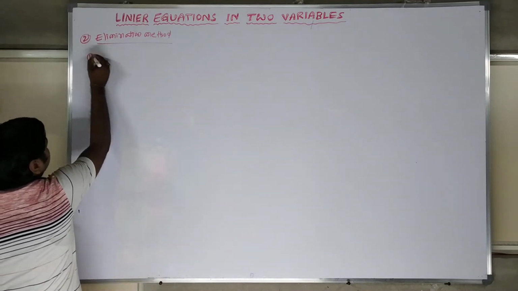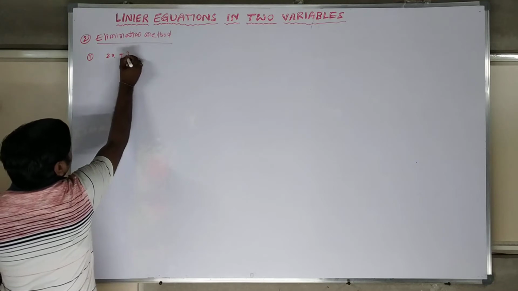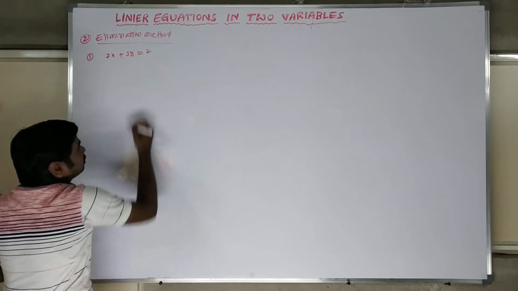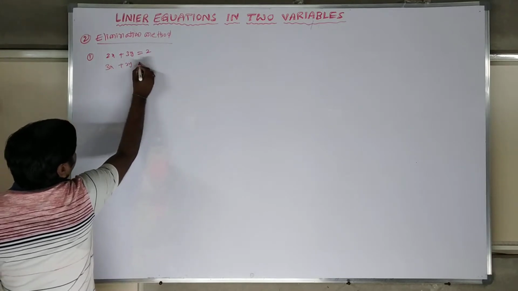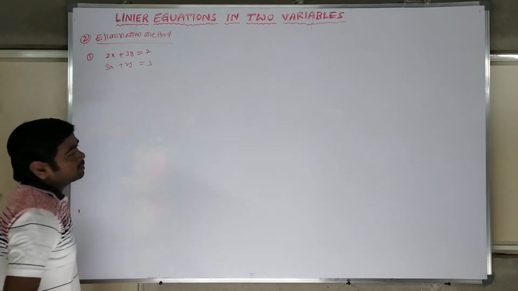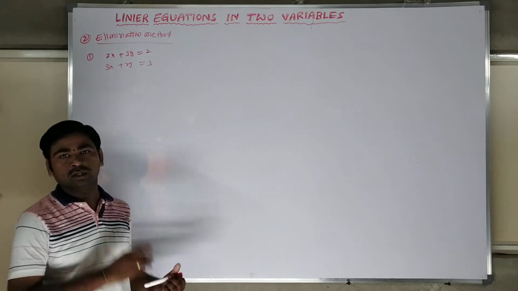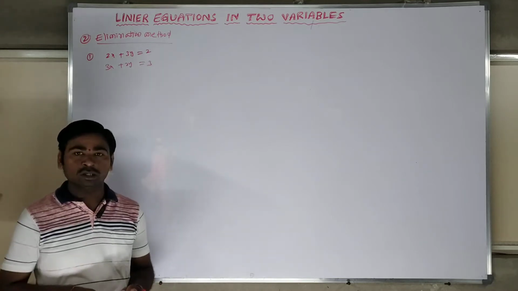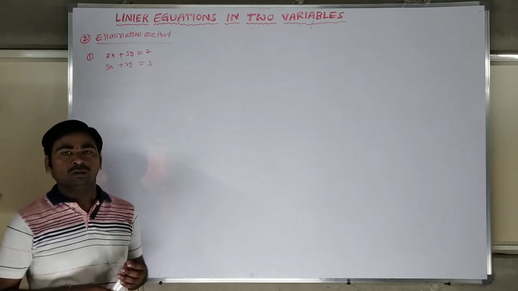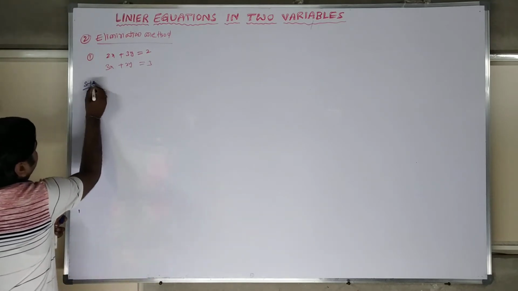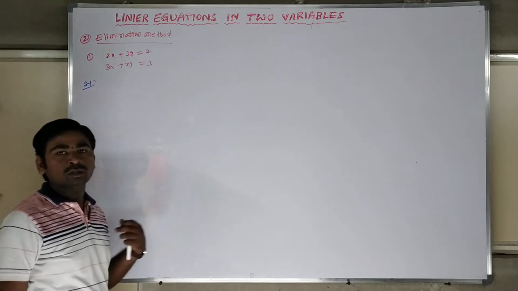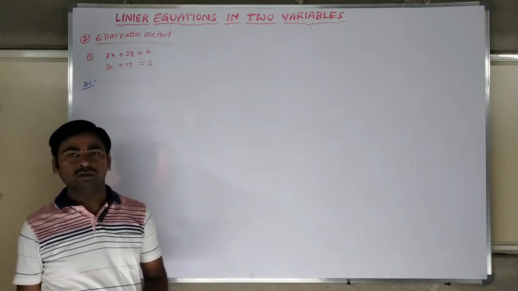The problem is 2x plus 3y equal to 3 and 3x plus 2y equal to 3. This is the standard problem I have taken for understanding. So whatever question they give, you should not worry about that. You should check the conditions. Step number 1 is whether these equations have a solution or not. For that reason we need to check it.